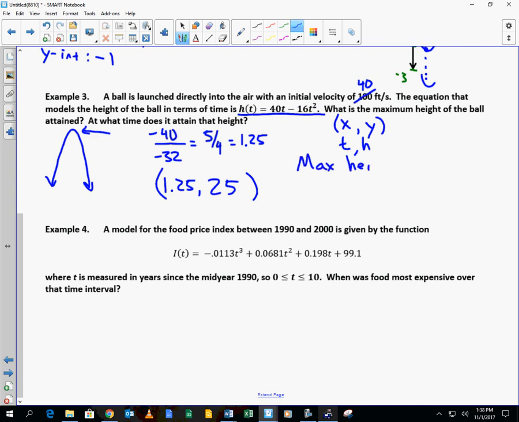So max height of 25 feet at a time of 1.25 seconds. The question was, what's the maximum height of the ball and what time does it attain that height? I believe I've answered the question.